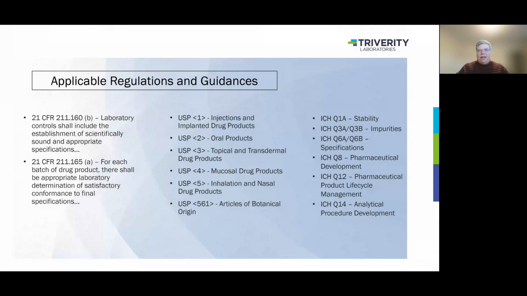And then the ICH, honestly, I could have listed every single ICH. They all touch on specifications in some way. The ICH Q6A and 6B are the guidelines for specifications specifically. But there's also a lot in the pharmaceutical development, product life cycle, and things like that.